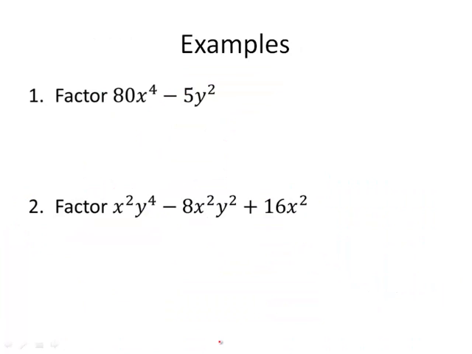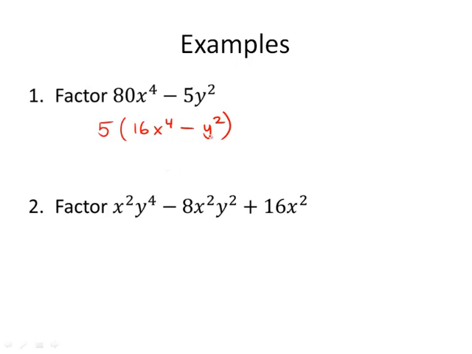Let's take a look at some examples where we can use the factoring strategy. Remember, we're always first trying to take out the greatest common factor if possible. In this example here, we have the greatest common factor of 5, so let's take that out, and no letters come out. So we've got 16x to the 4 minus y squared.